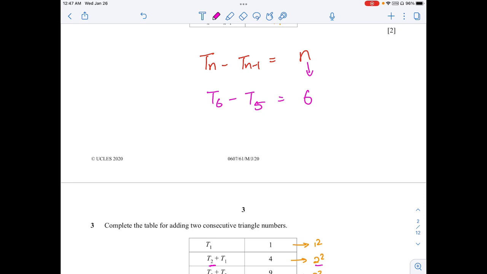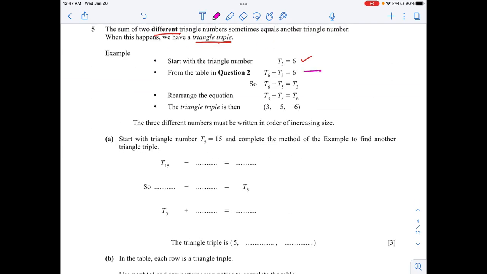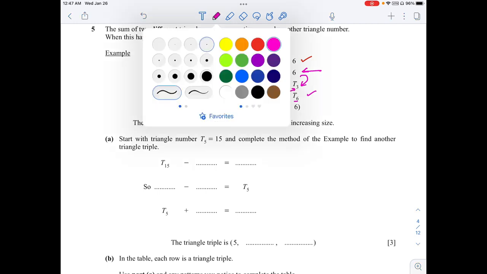So we got n is equal to 6, so it should be T6 minus T5. That's what has been given, n equal to 6, so T6 minus T5. But 6 is nothing but what? T3. So T6 minus T5 equal to T3. Move this T5 to the other side, so it becomes T3 plus T5 is equal to T6. So what is the triangle triple? 3, 5, 6.